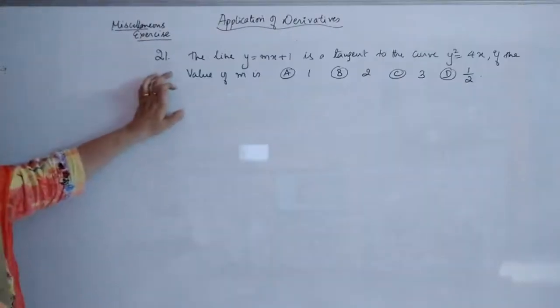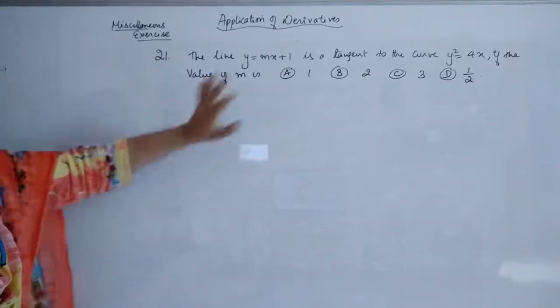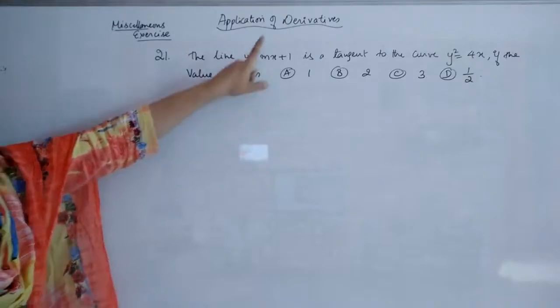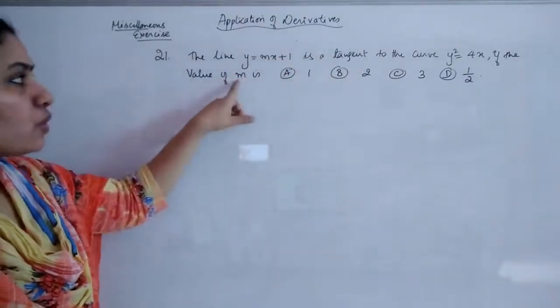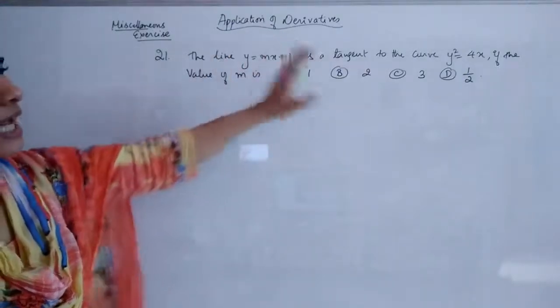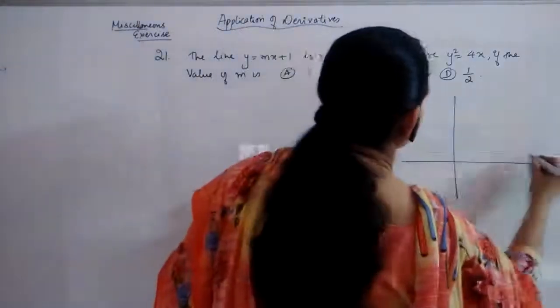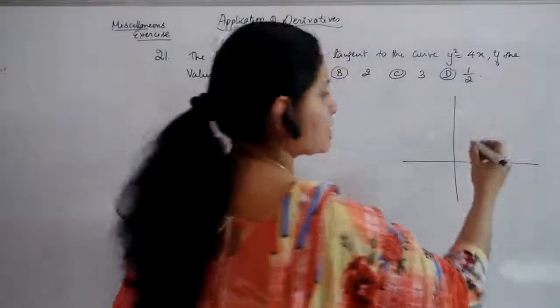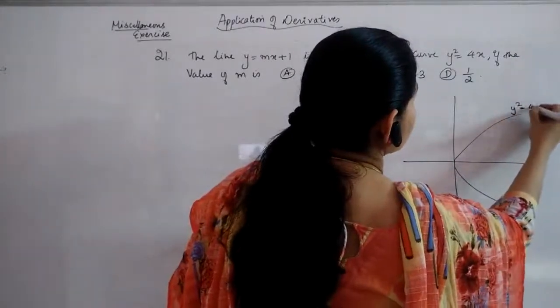The line y equal to mx plus 1 is a tangent to the curve y square equal to 4x if the value of m is. So this line will be acting as a tangent to the given curve. At that point, what should be m? Or in this condition, what should be m, so that it becomes a tangent to the given curve. So suppose you have, this is y square equal to 4ax type, so your graph will be like this. Okay, this is y square equal to 4x.